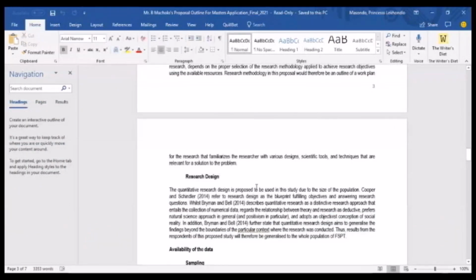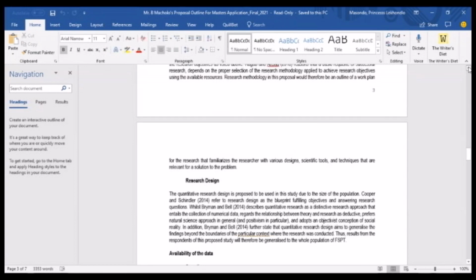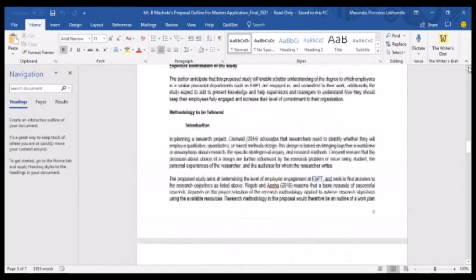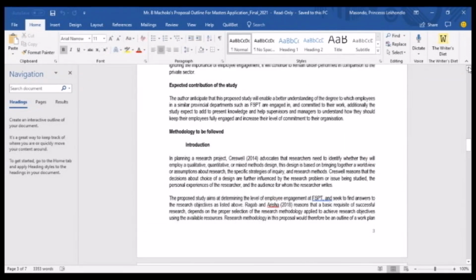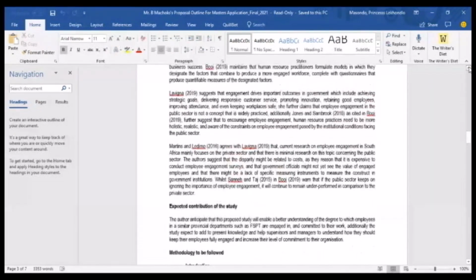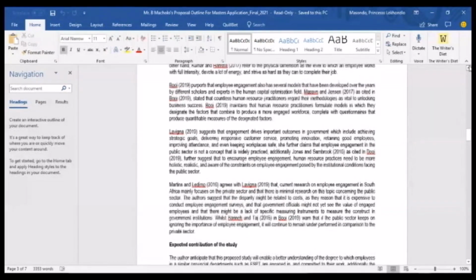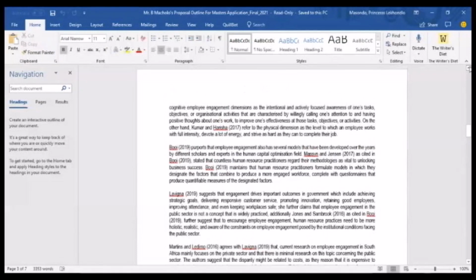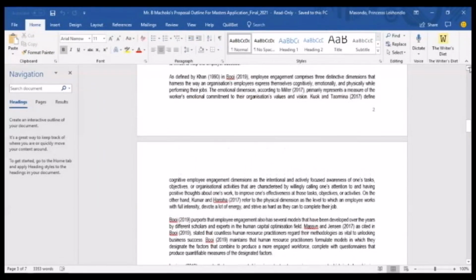Here is a proposal from Anonymous. I didn't check the name. So let's just go to the objectives. I will read them as they are stated here. I hope we'll manage. We have 10 minutes.